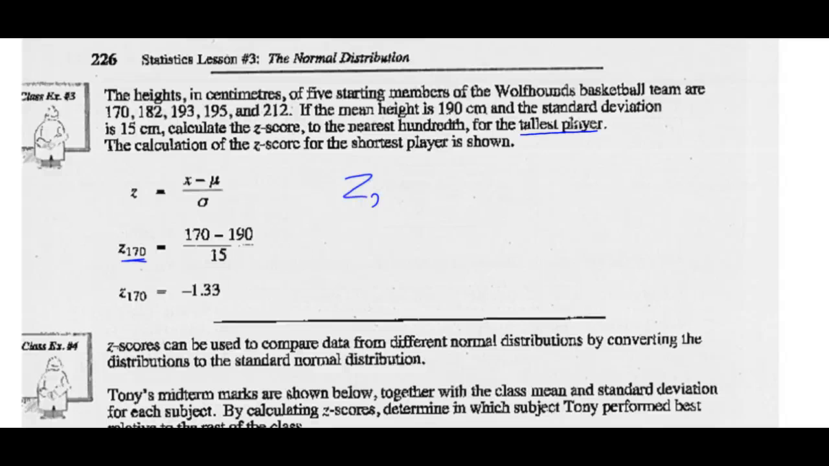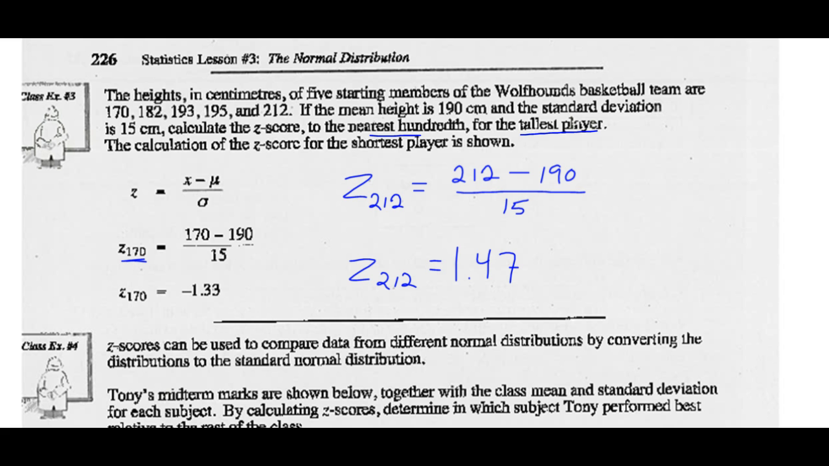The z-score of a player who's 212 centimeters tall would equal x, the data value, 212, minus mu, the mean, which is 190. Divide that by our standard deviation, which we're told is 15. So if we do that calculation, the z-score of a 212 centimeter tall player should equal 1.46 repeating, so to the nearest hundredth, 1.47. So it's a positive z-score of 1.47 because 212 is greater than the mean, so it's above the mean.